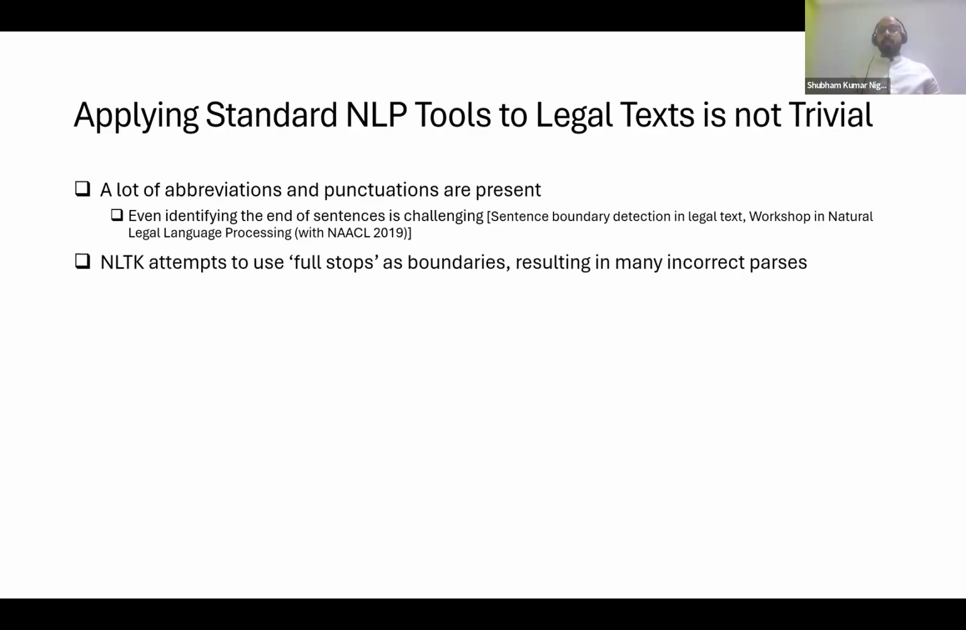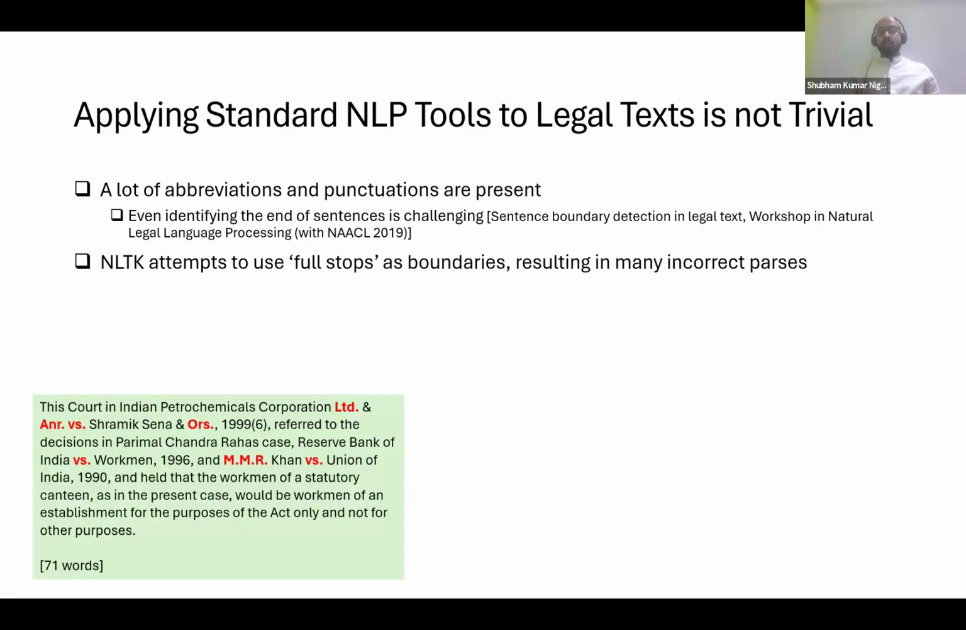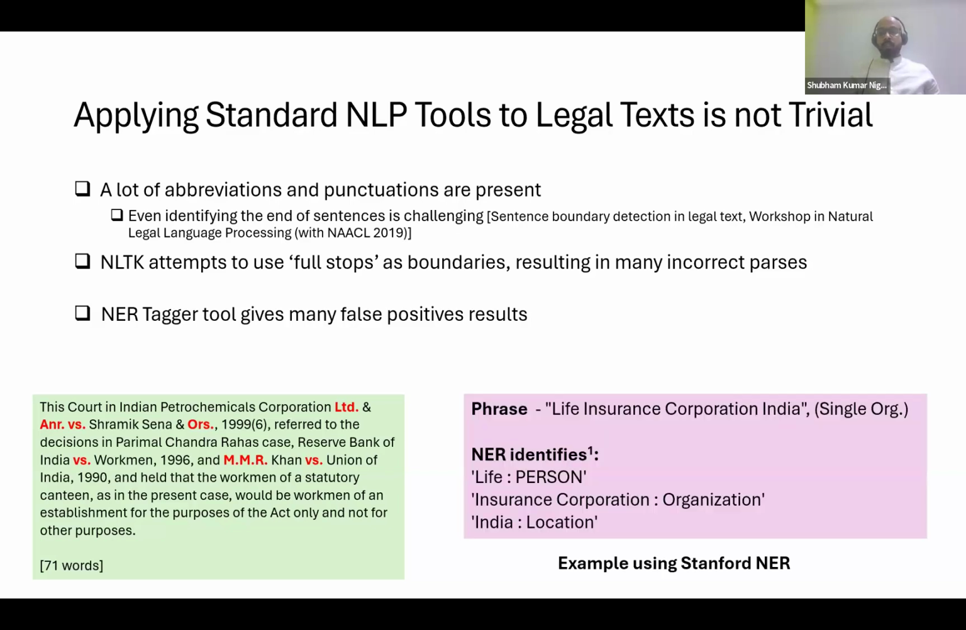Someone can ask, can you give us some examples? If you use the standard NLTK library with stop words for sentence boundaries, it results in many incorrect parses. On the left side, you can see it is showing a total of 71 words. In another example, if you use an NER tagger, it also gives many false positive results. If you are Indian, you can understand that a phrase like Life Insurance Corporation of India is a single entity, but if you use Stanford NER, it gives three different entities.